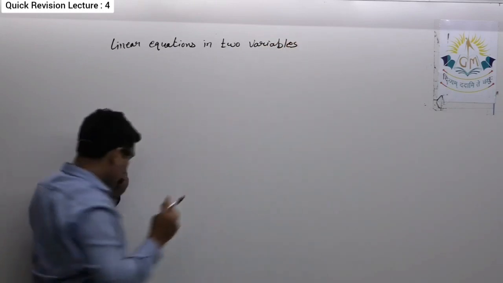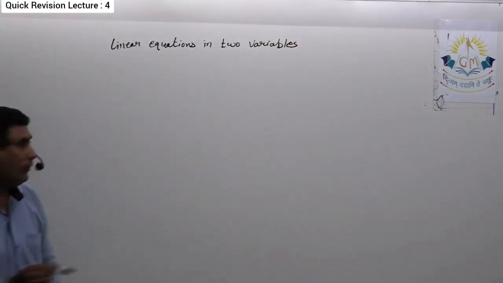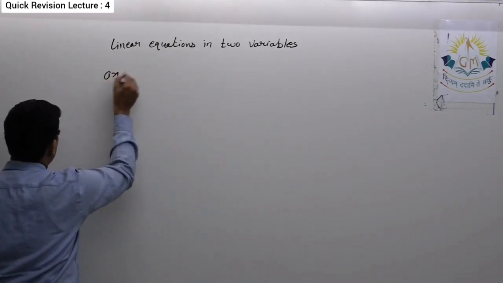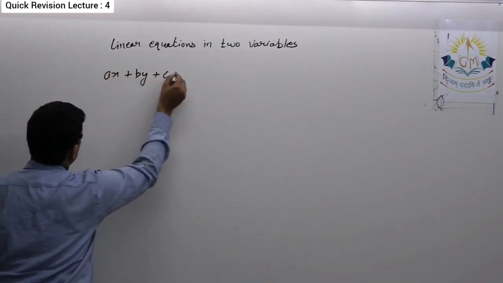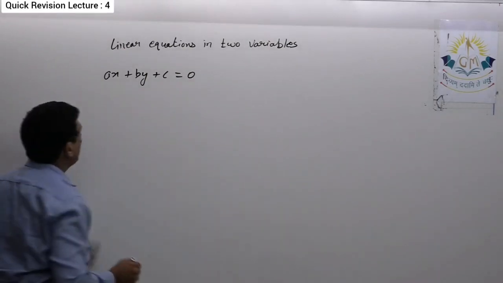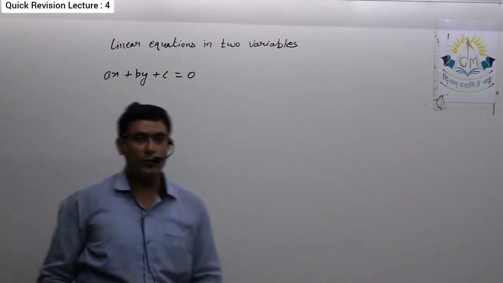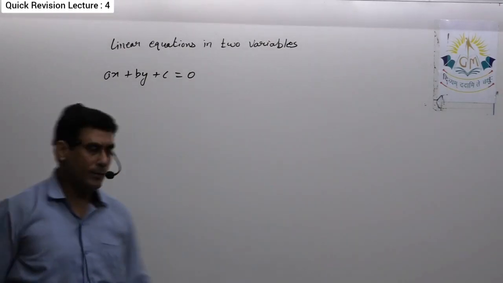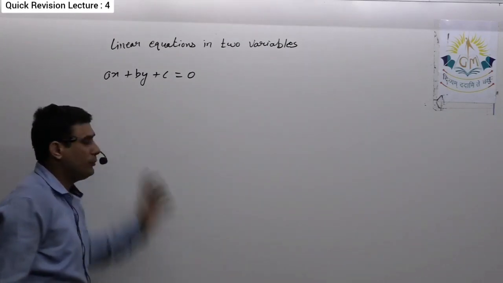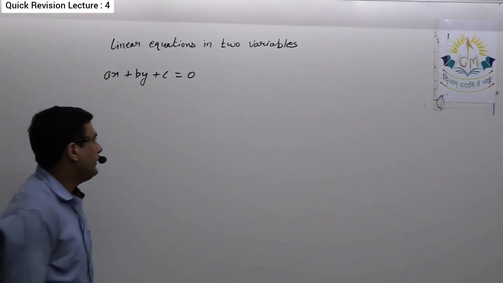So linear equation in two variables has a standard form. Its standard form is ax plus by plus c equal to 0. Here a and b should not be equal to 0 simultaneously. That means anyone can be 0, but both should not be 0 at the same time.